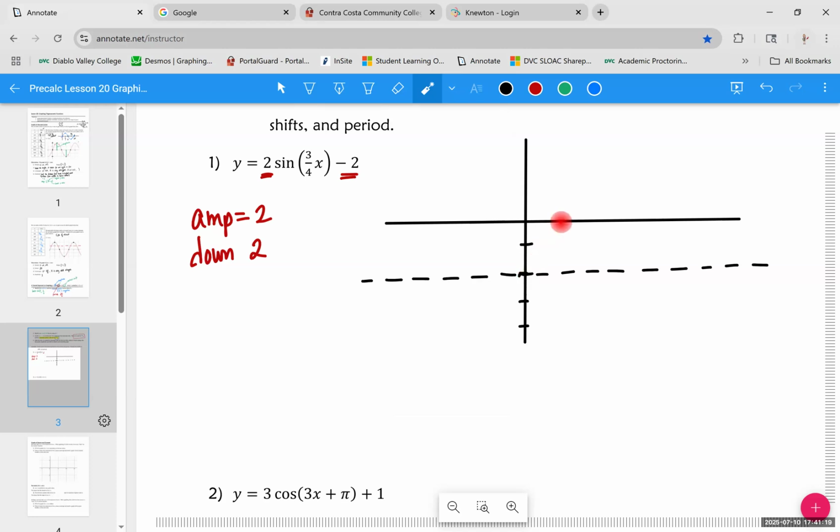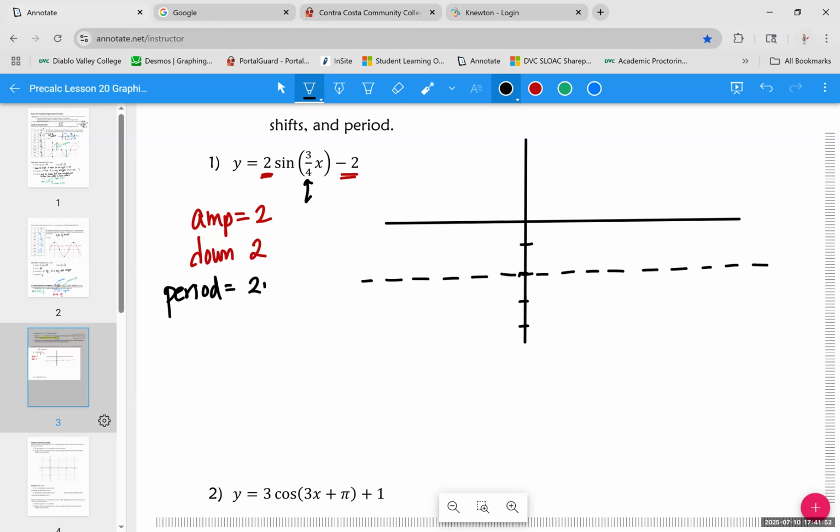And then it goes up, right? How far does it go up? Usually 1, but this time 2. So it'll go up, back to the midline, down 2 because of the amplitude, back to the midline. So I can already see this shape forming. But then I have something here. I have a B. I don't have a C. I don't have a plus anything on the X, so there's no left-right shift, which is nice. But I do have to adjust my period.